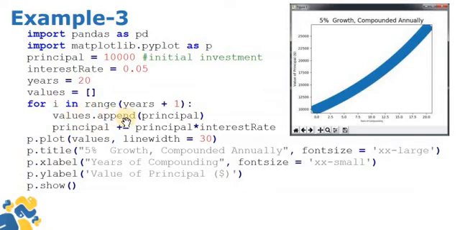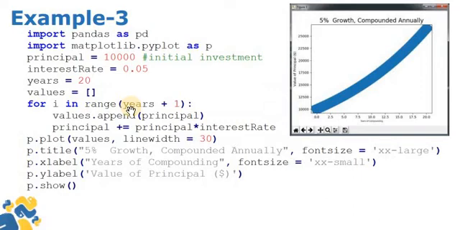Here we are finding out the principal for the first year, then second, then third, then fourth, and onwards. So first time it will append, next time it will increase, and one by one it will be appended to the values list. So for the 20 years, it will store the values in the values list.